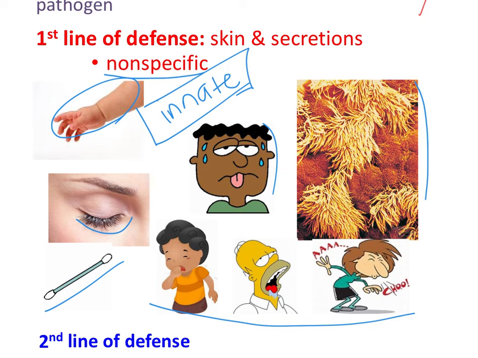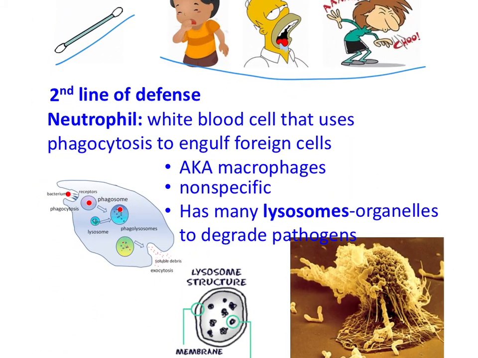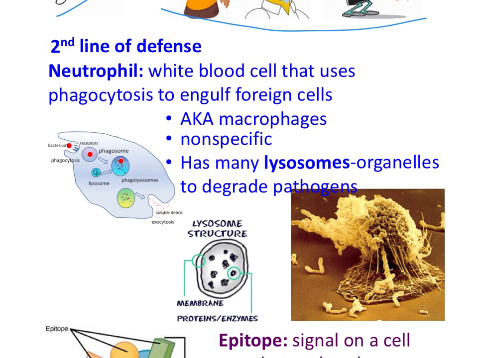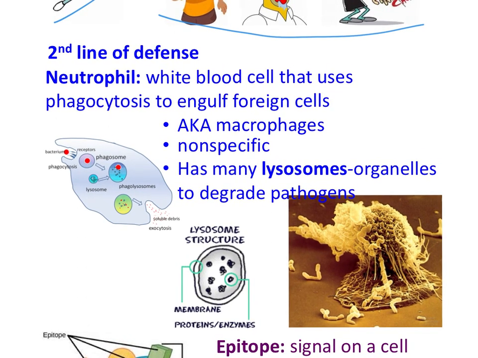If that does not work, then the immune system is going to go to the second line of defense. The second line of defense is also non-specific, so it is also innate.